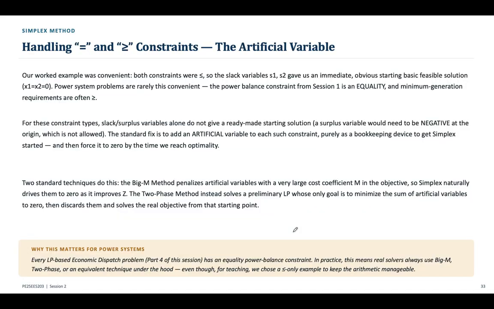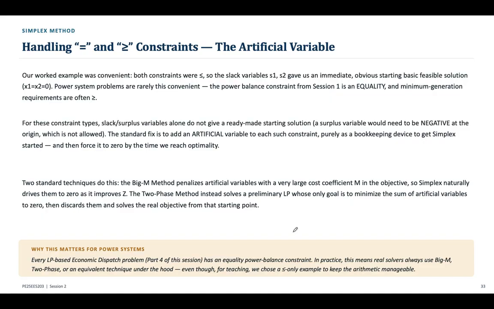So the challenge is handling equal to and greater than or equal to constraints, the artificial variable. We now need to address an important issue here. Our first example was convenient because all constraints were less than or equal to constraints. That gave us a slack variable and an obvious starting basic feasible solution. In real power systems, problems are not always that convenient. The power balance equation is an equality: the sum of the generation equals demand. Minimum generation or minimum output requirements may appear as greater than or equal to constraints.